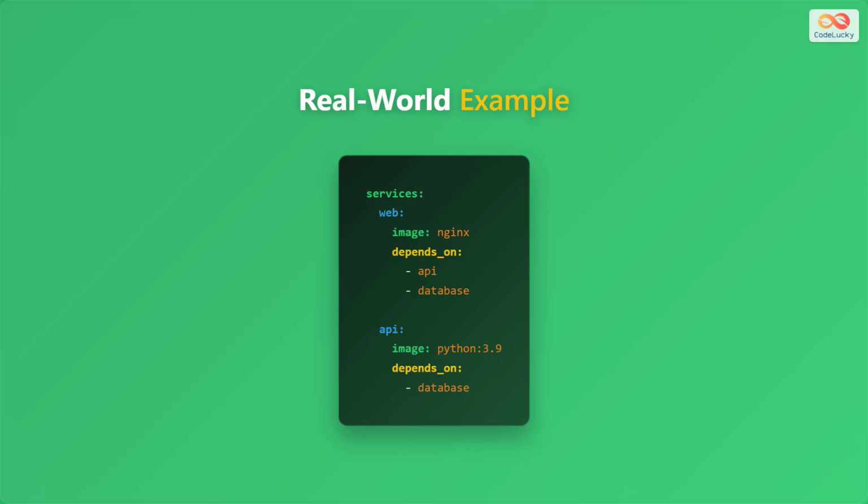Consider a real-world example of a web application, typically consisting of a web server, an application programming interface, and a database. Here we can define dependencies, making sure that the application programming interface and database start before the web server, and the database starts before the application programming interface.